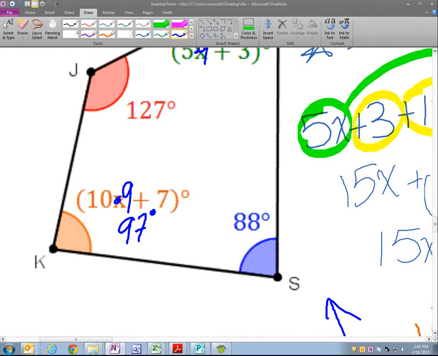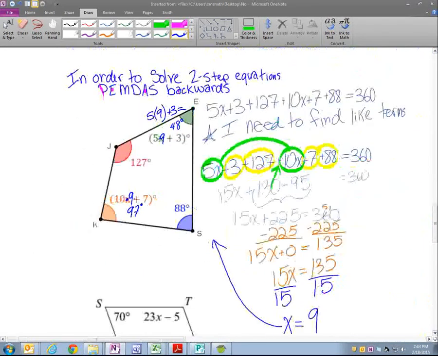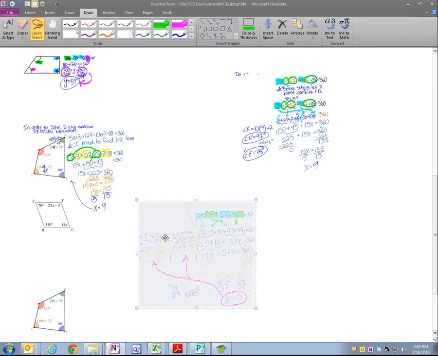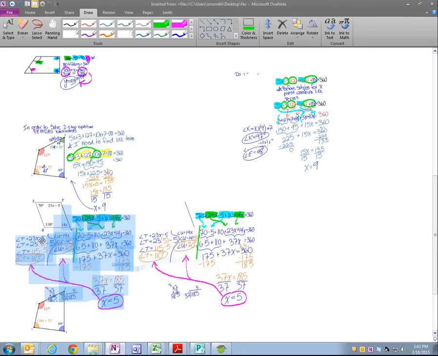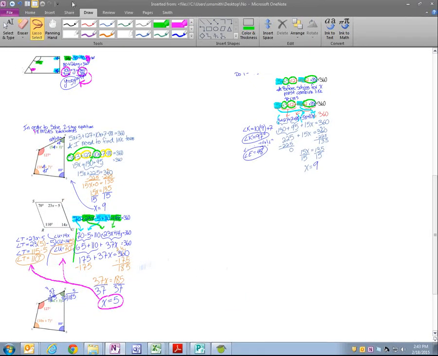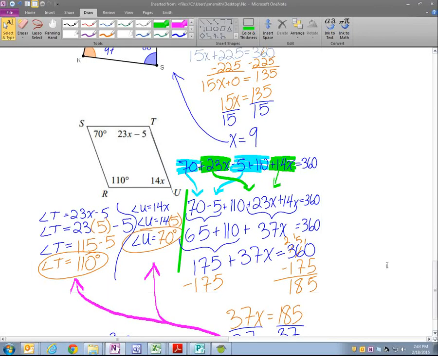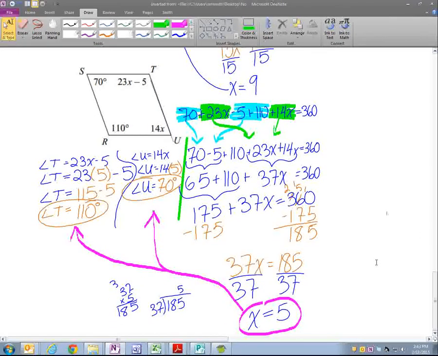And I suggest you look at my work to get the answer for the other one. Yes, you have homework. And here's the solution for the other one, your homework.